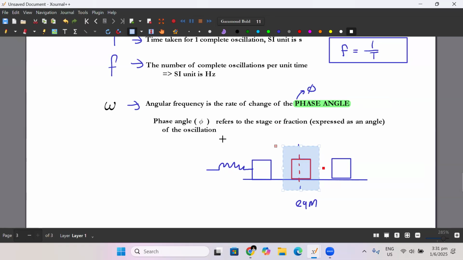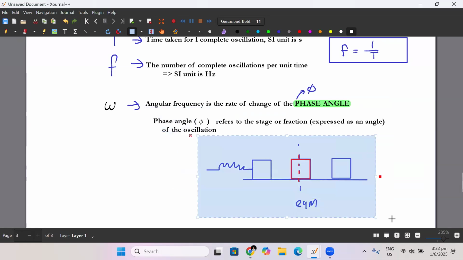Here's a simple example. If you just started the oscillation, then your phase angle at time 0 is 0. On the flip side, if you move all the way here and back, that's half a cycle, so the phase angle will be pi. Quite intuitive. Then if you go the full cycle back here, the phase angle will be 2 pi. So that's what phase angle is about.